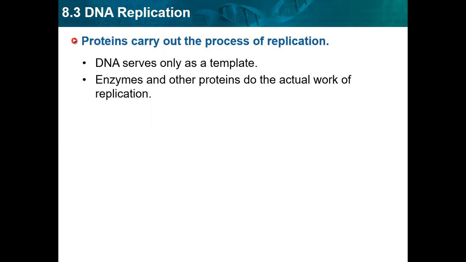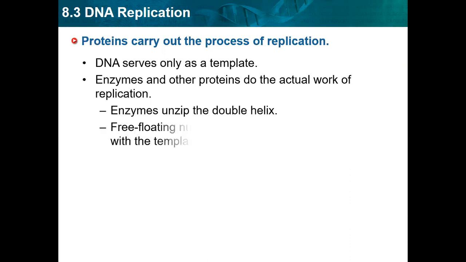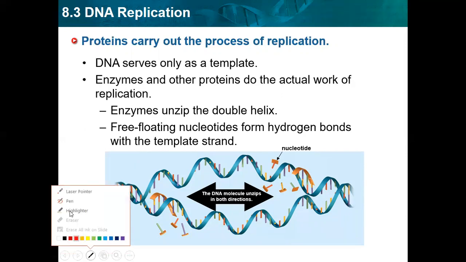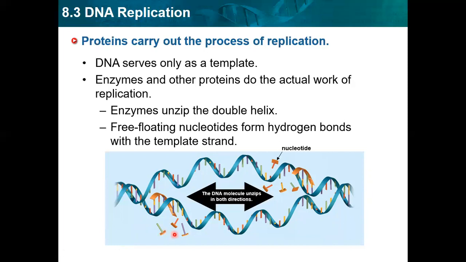The enzymes and all the proteins do the actual work of replication. We have an enzyme which is called helicase. It is the one that helps to unzip, to unwind the double strand of the double helix. When it unwinds it, we've got free floating nucleotides, formed with hydrogen bonds, which are poured within the template. These are the free floating nucleotide bases, which come to be in between, among the process.